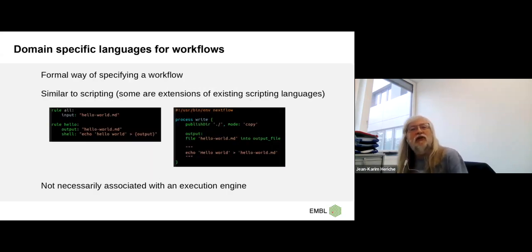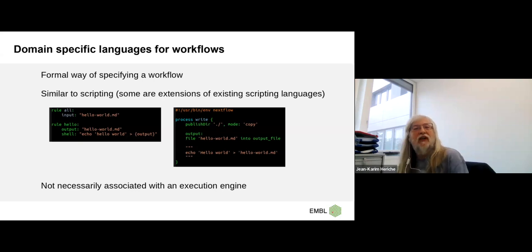But for specifying workflows, you have to use a specific language, a so-called domain-specific language, which is the formal way of specifying the workflow. And it's similar to scripting. Here on the left, I'm showing a small example from Snakemake. On the right, something from Nextflow.